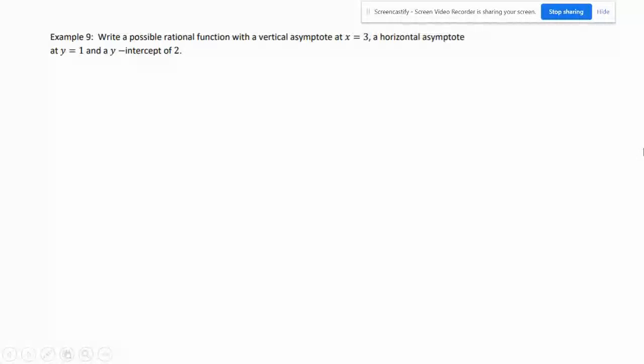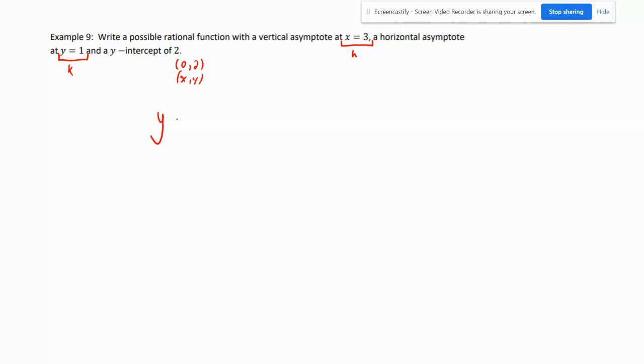Okay, example number 9. Write a possible rational function with a vertical asymptote x equals 3, horizontal asymptote y equals 1, and a y-intercept of 2. Okay, so guys, this is very similar to the first example we did. This is going to be the h value, this is going to be the k value, and then (0, 2) is our x and y, so we use that to solve for our a value.